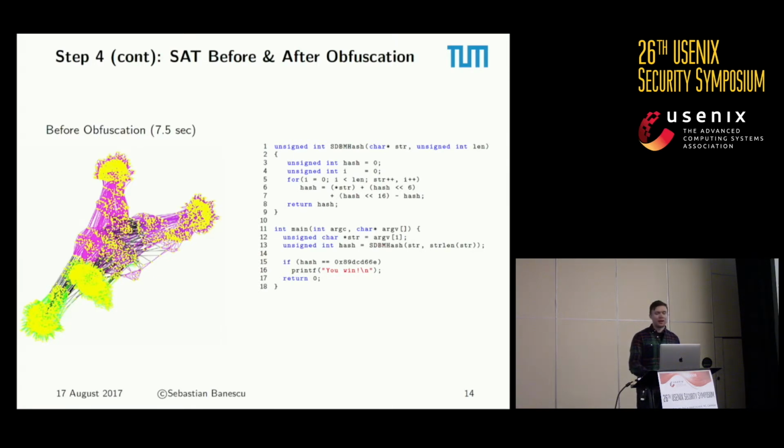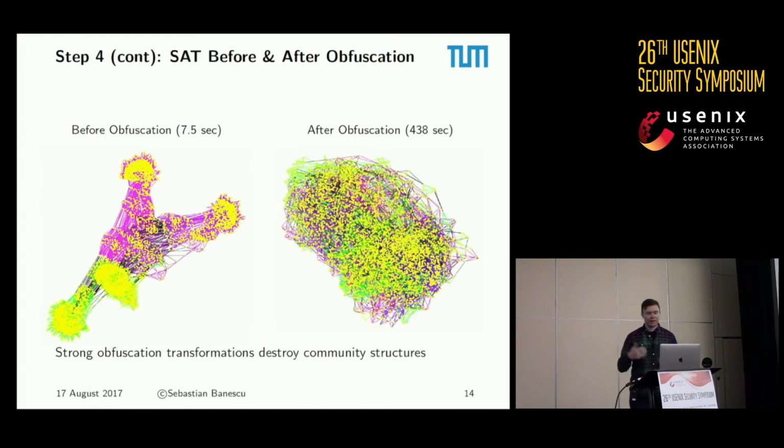Now, if you execute the symbolic execution-based attack on this instance, an SMT solver will solve it in about 7.5 seconds. However, if you apply some strong obfuscation transformations such as virtualization and control flow flattening, then you obtain a much more convoluted SAT instance where these community structures in the previous picture disappear. So everything becomes much more dense and is therefore harder to solve. There exists some related work in the SAT solver field, which says that if you are able to destroy community structures in the SAT instances, then the SAT instances become harder to solve. Therefore, we conclude that strong obfuscation transformations destroy these community structures.